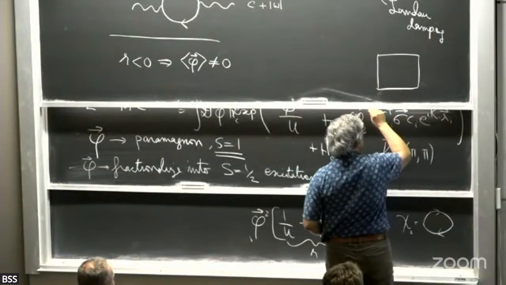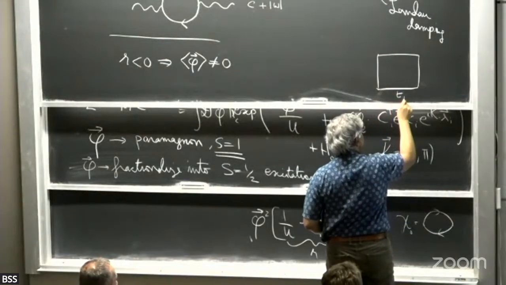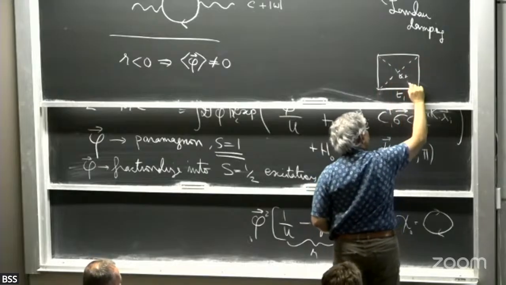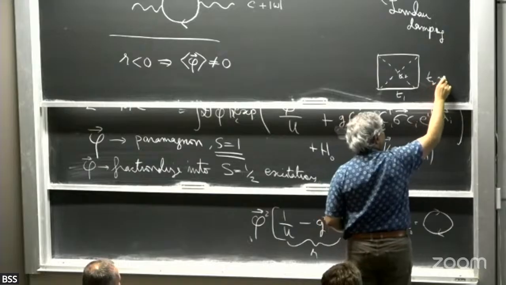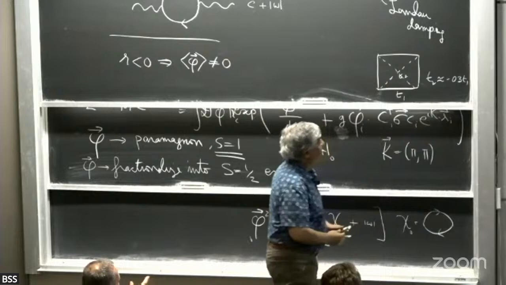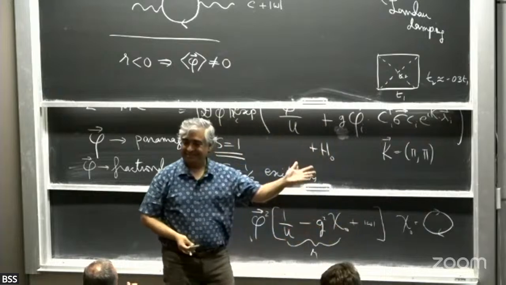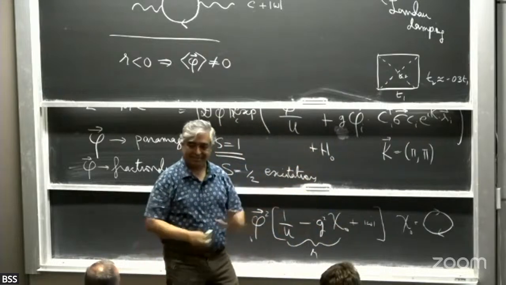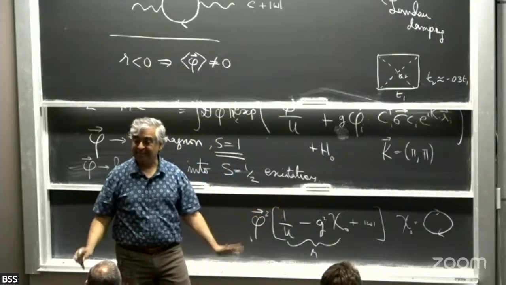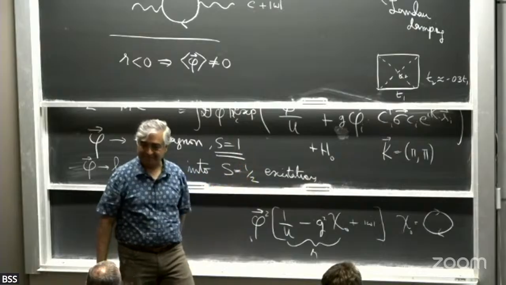Here's your square lattice. There's a nearest neighbor hopping T1, and there's hopping T2. And I think T2 is around minus 0.3 T1. It's the same on both sides, the same Hamiltonian. T2 is minus 0.3. That's the value of T2.